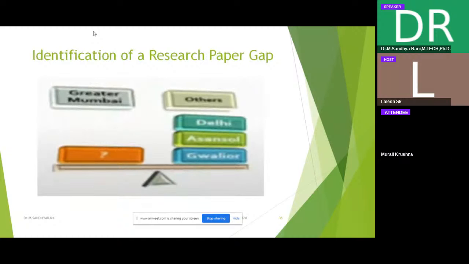As I said, identification of a research gap. How to identify the research gap? For example, maybe I'm studying an issue in Greater Mumbai. I think this slide is not that clear, but try to concentrate. Here, in those blocks, Greater Mumbai is there, and others are Delhi, Asansol, and Gwalior. I'm trying to identify the gap here.